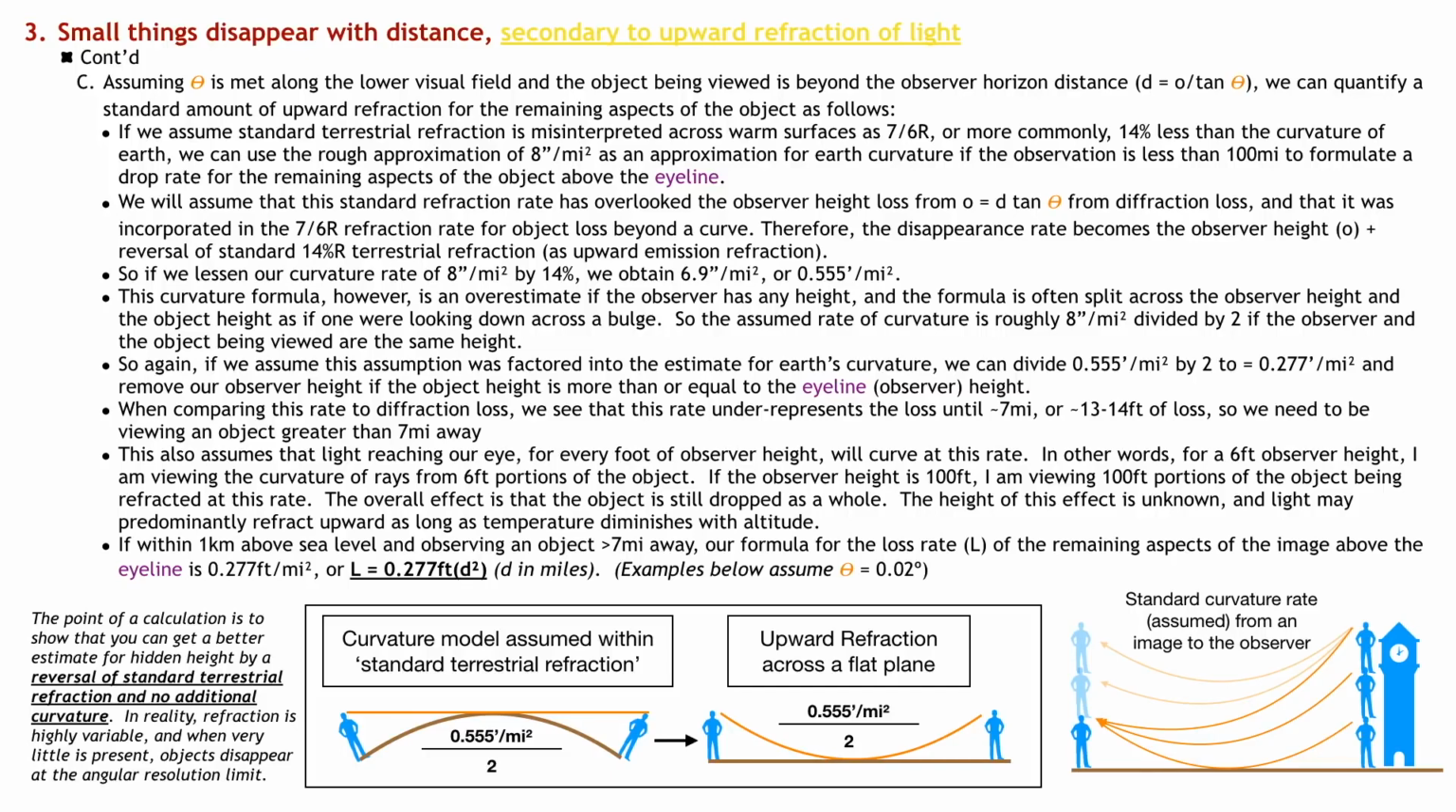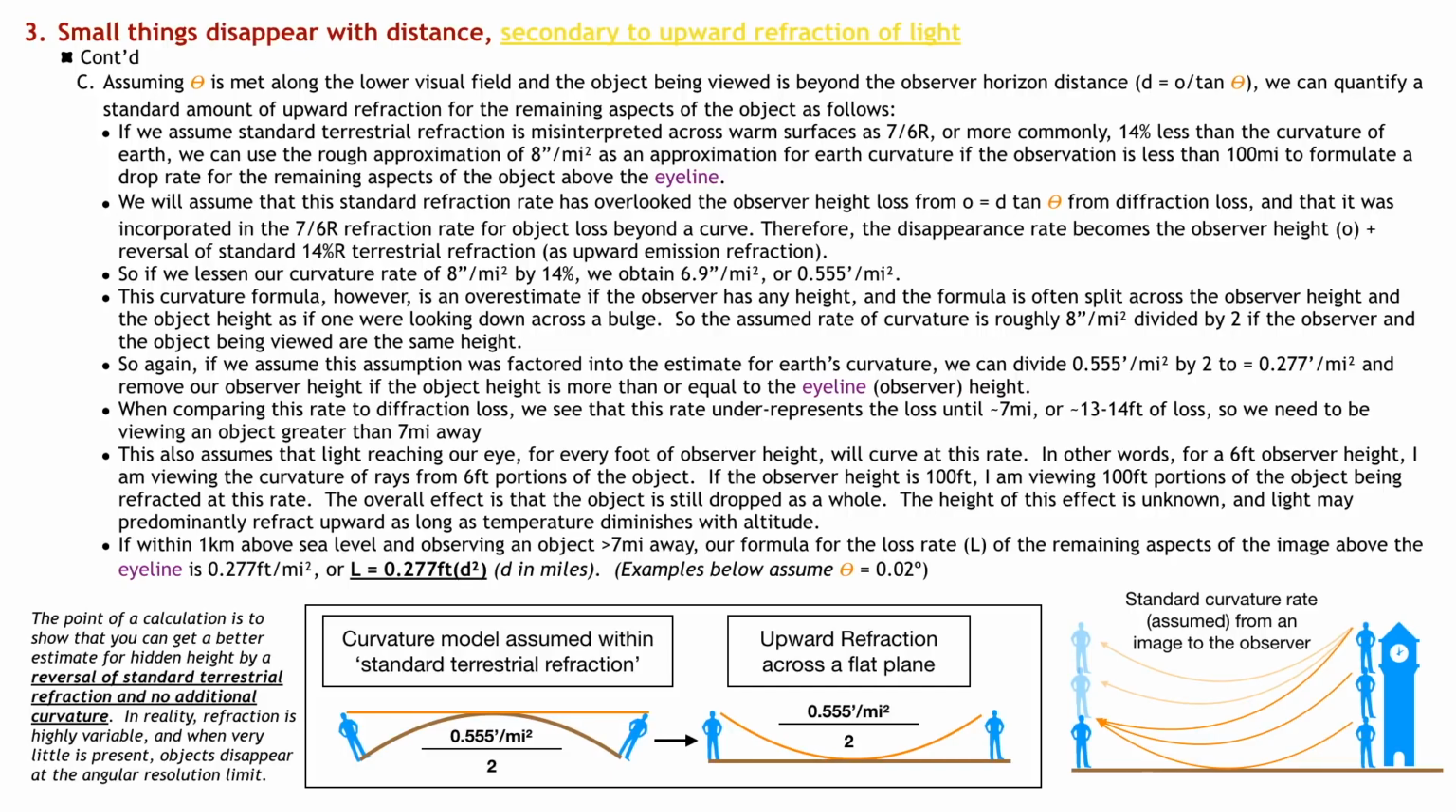Therefore, the disappearance rate becomes the observer height plus the reversal of standard 14% or 16% R terrestrial refraction as upward emission refraction. So if we lessen our curvature rate of 8 inches per mile squared by 14 to 16%, we obtain 6.9 inches per mile squared, or roughly 0.55 feet per mile squared.